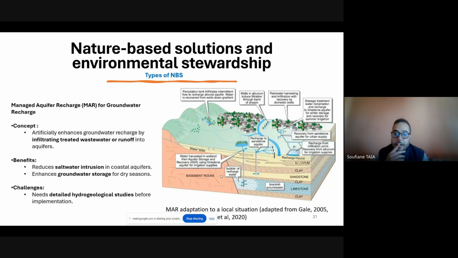So another effective nature-based solution for groundwater is managed aquifer recharge. This technique helps replenish groundwater by infiltrating treated wastewater or runoff into the aquifer. It also helps to reduce saltwater intrusion, which is a major issue in coastal areas. It increases the groundwater storage, making more water available during dry seasons. One of the biggest challenges is that we need detailed hydrological studies before trying to implement these solutions and ensure that our aquifer can absorb and store the water safely.